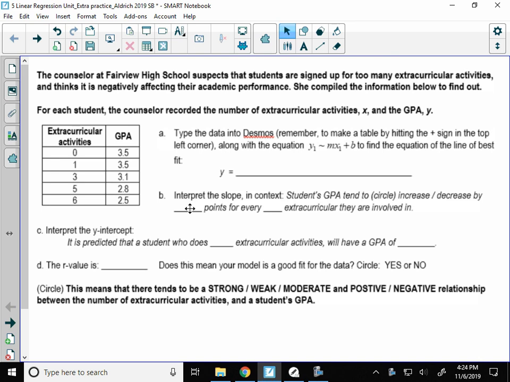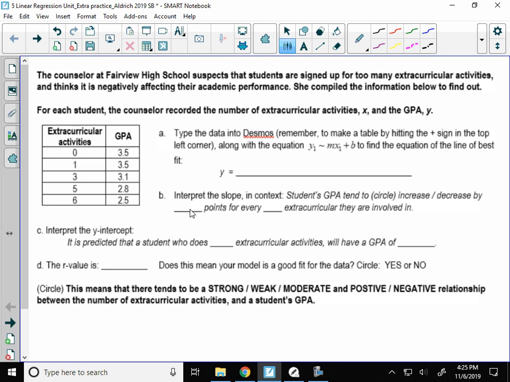Okay, so it says the counselors at Fairview High School, that happens to be the name of where I went to high school, but the problem already had that, so it's kind of cool. They suspect that students who are signed up for too many extracurricular activities, that's like sports and clubs, and think that it negatively affects their academic performance. She compiled the information in this table. So the table has the number of activities on the left here and the GPA of the student. We're going to type that data into Desmos and write a line of best fit for the scatter plot.